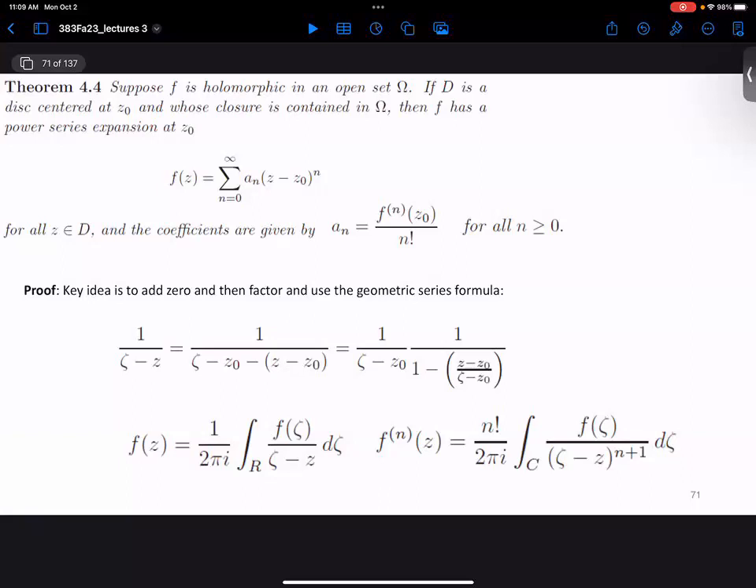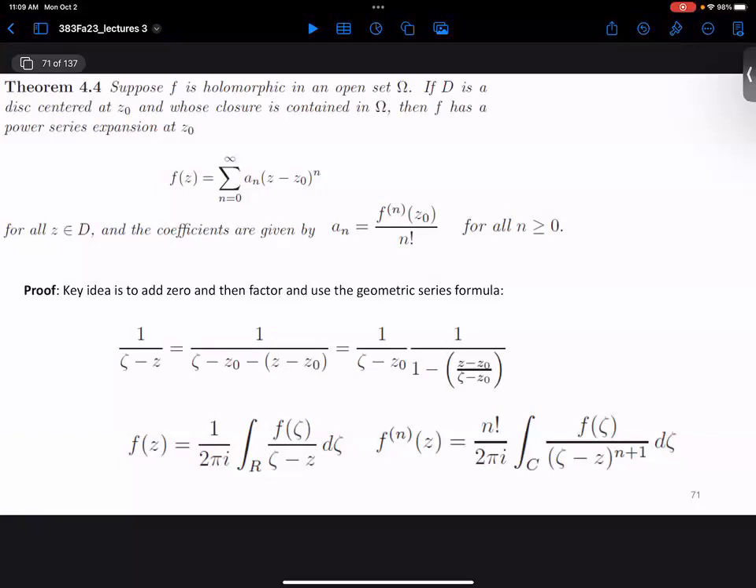Not zero. One. Because then if you forget the n factorial, you're fine. Zero would also work, because zero factorial is one. But again, a lot of times people forget where the n factorial is. They put it in the wrong spot. You've got to remember that a_n is the nth derivative divided by n factorial.